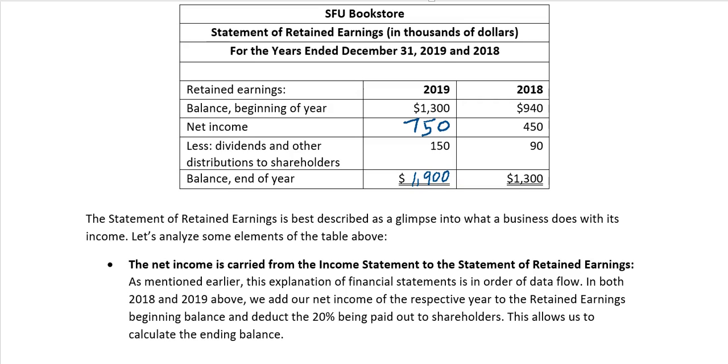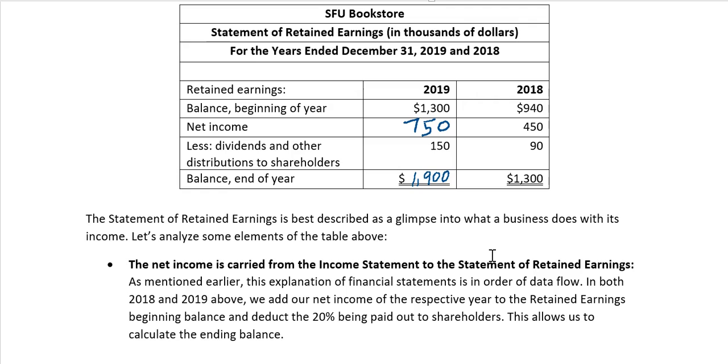Now, I said I would talk about where the beginning balance came from in 2019, up here, and it's coming from the ending balance of 2018. So whatever we end with in our last reporting is what we start with in our next one. So the statement of retained earnings is best described as a glimpse into what a business does with its income.